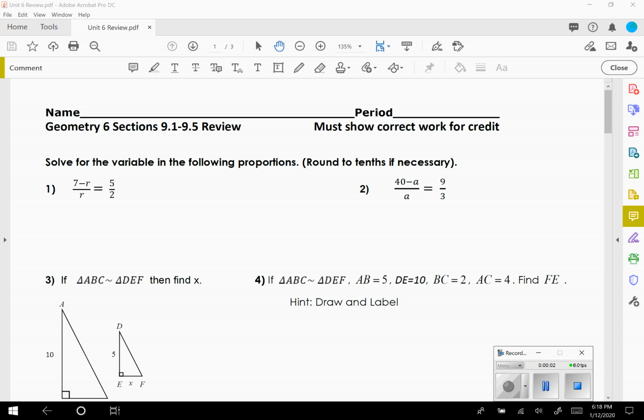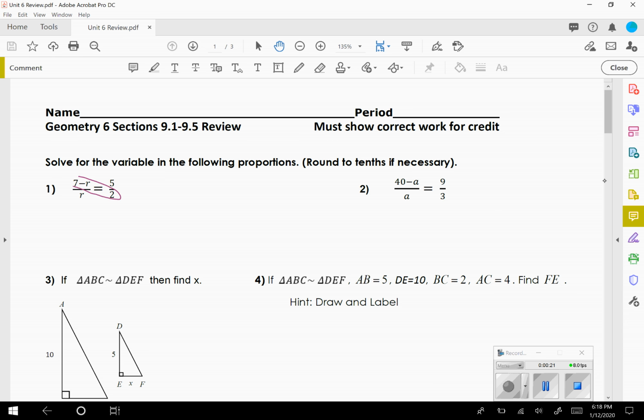Okay, welcome everybody. This is the review for our upcoming test. So if you start working on the review now and do a little bit every day, then hopefully you'll get it done in time for the test. So first thing we're going to do is solve for the variable in the following proportions.